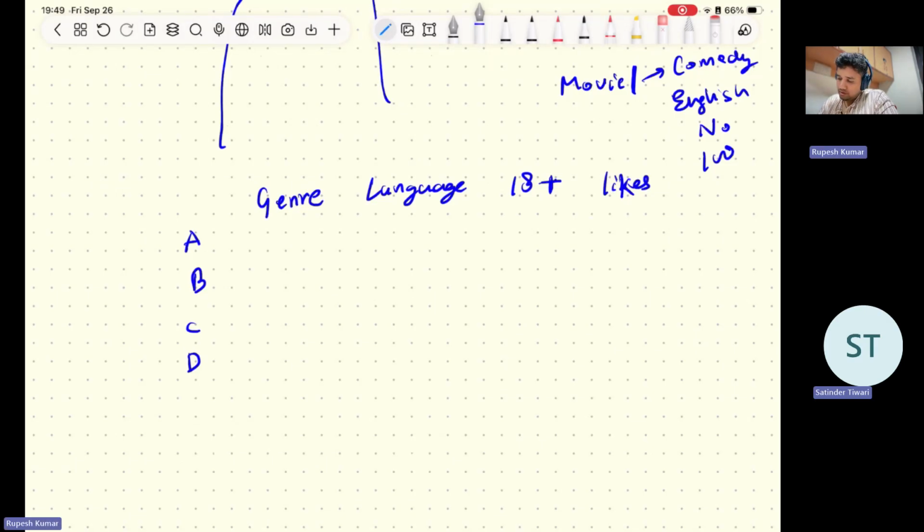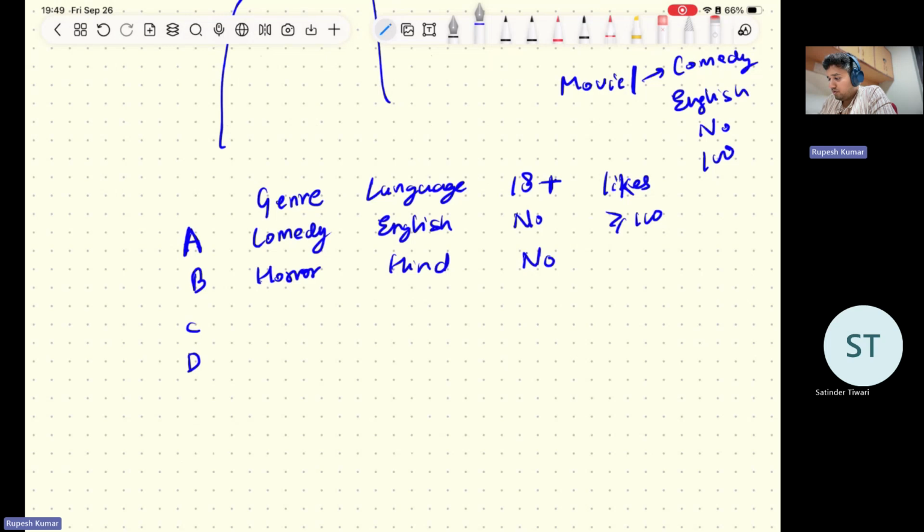Now let's say user A has watched, user A, what are the preferences of user A? He likes comedy movies in English, right? He doesn't like 18 plus movies, no. And then he likes movies with likes greater than or equal to 100. Similarly, B likes horror movies in Hindi, no. Likes greater than or equal to 5 works.